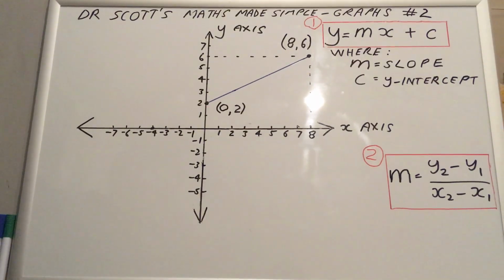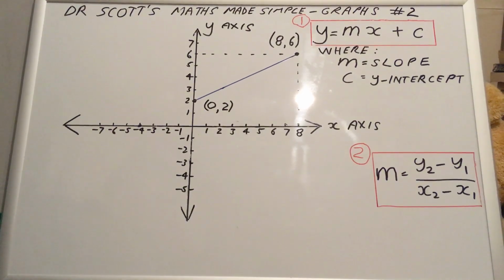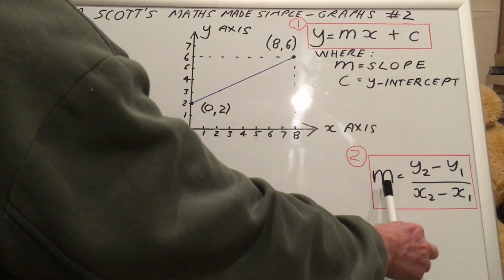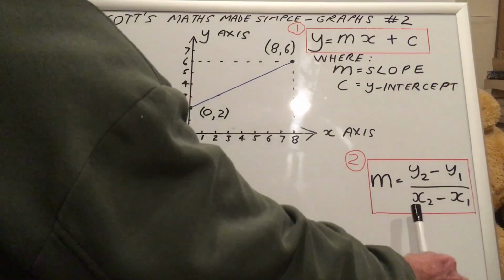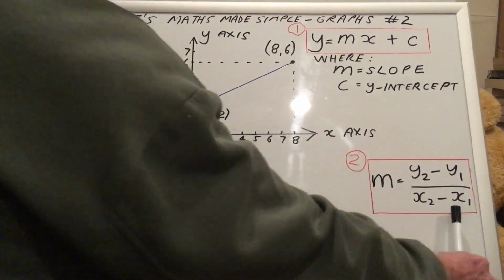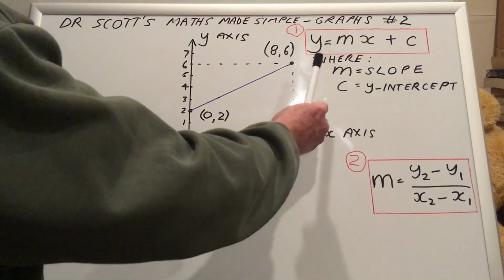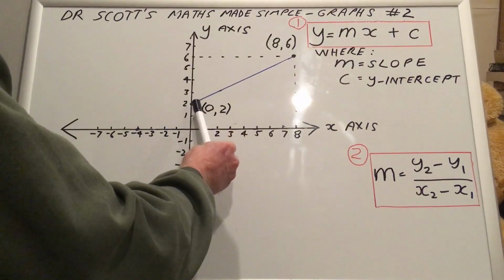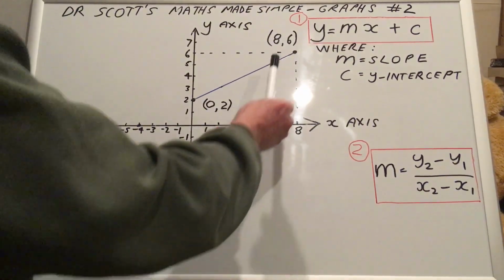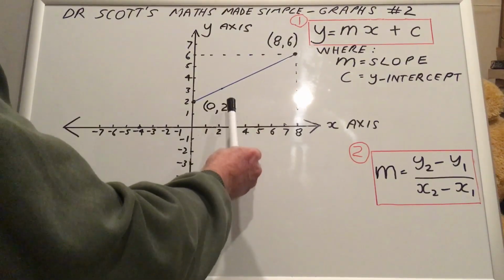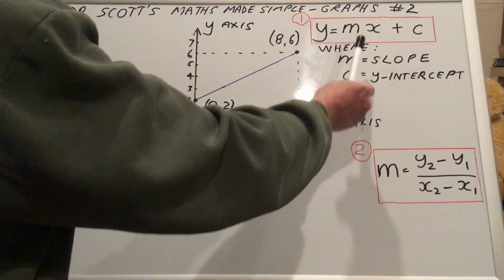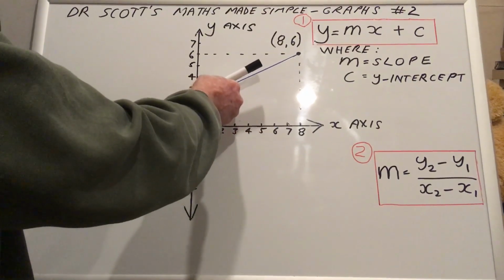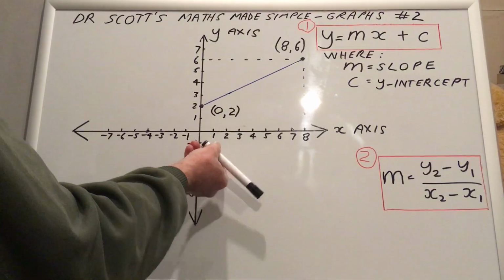There are only two formulae you need to remember for straight lines on graphs: y equals mx plus c, and m equals y2 minus y1 over x2 minus x1. Let me explain this. x and y are any point, any coordinates on the straight line. They can be 8 and 6 or 0 and 2 in this case. m is the slope of the line, so that tells us whether it's rising or falling. It also tells us how fast it's rising or falling.